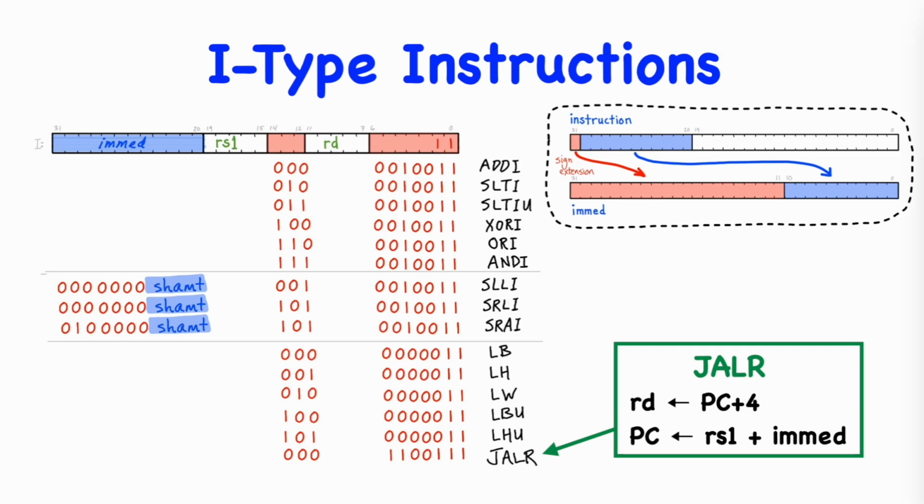Next, let's take a look at the I-type instructions. These fall into three categories, which are distinguished by the primary opcode bits. First, we have the ALU instructions. Second, we have the load instructions. And third, we have the jump and link register instruction. As a reminder, I've shown up here how the 12-bit immediate field is sign extended into a 32-bit value.